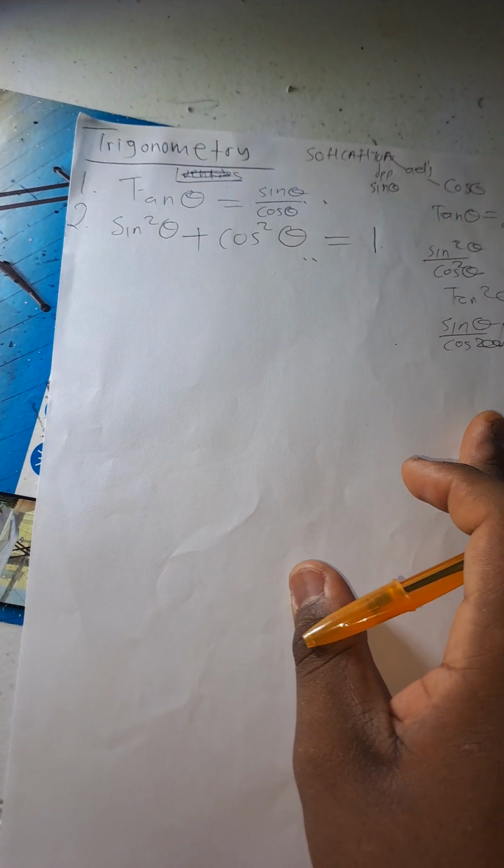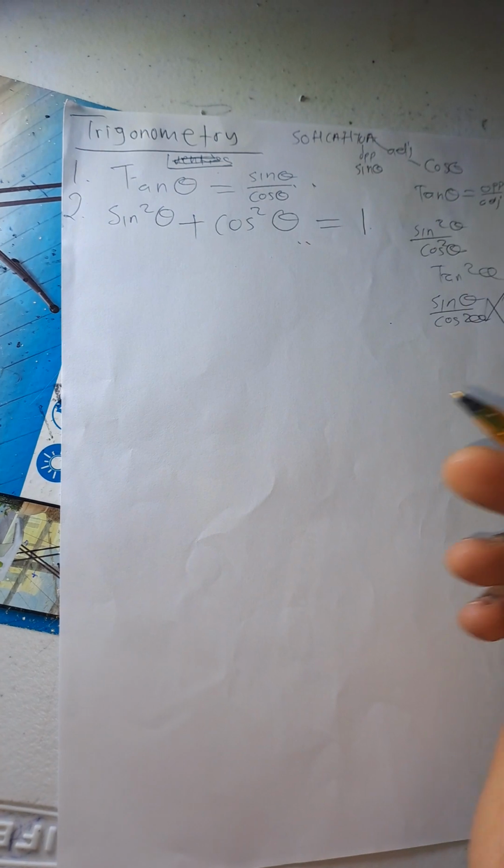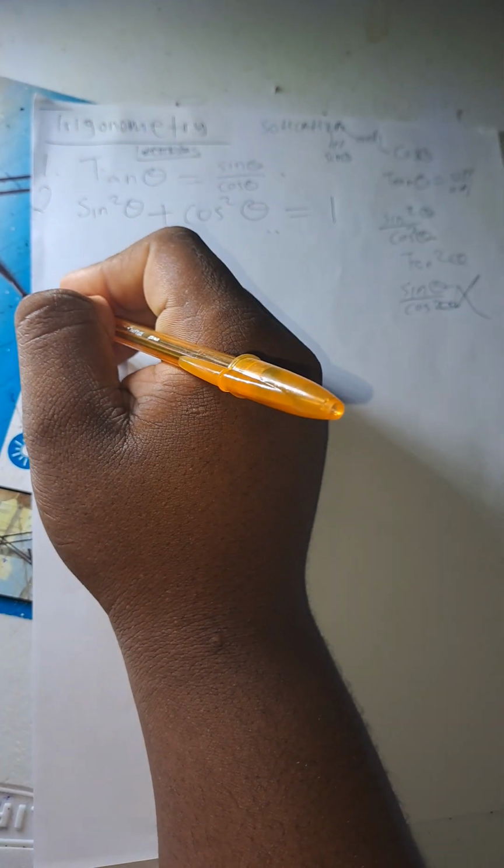Okay, so now let's check some examples. Be careful there. So these are the identities that we are going to be doing for this year. Number 1, simplify.